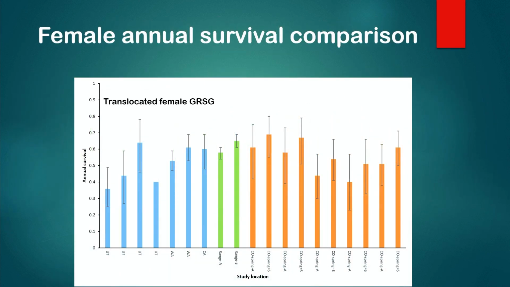So here's the female annual survival rate comparison of our data compared to the others. Remember that blue and green graph I showed you earlier, the translocated female greater sage-grouse and the range wide. What I wanted to do is compare here the orange bars with the blue and the green. This is annual survival with a 95% confidence interval.